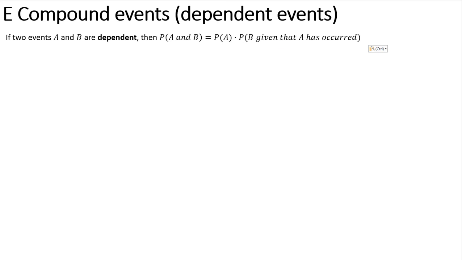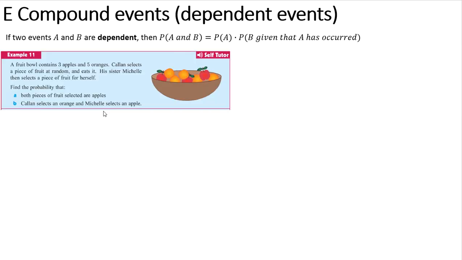Let's check an example. We have a fruit bowl that contains 3 apples and 5 oranges, and Callan selects a piece of fruit at random and eats it, and then his sister Michelle selects a piece of fruit for herself. You have to find the probability that both pieces of fruit selected are apples.